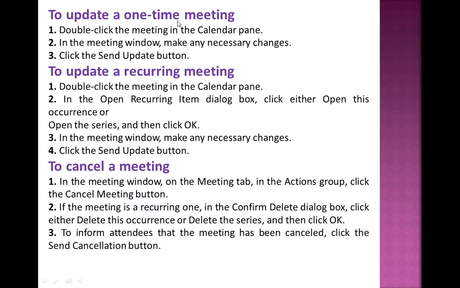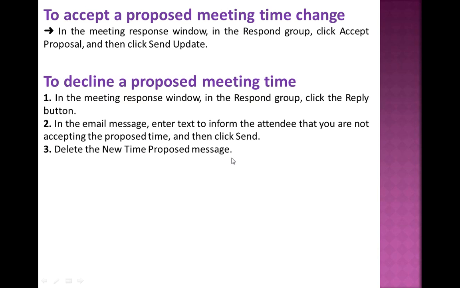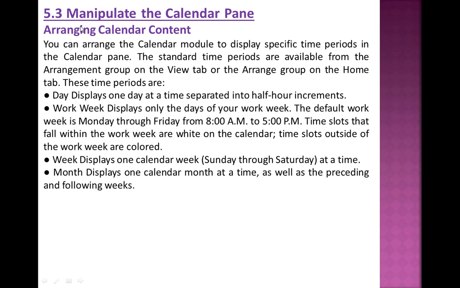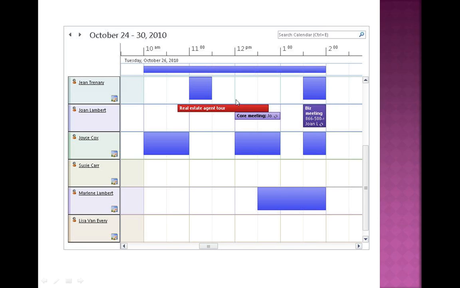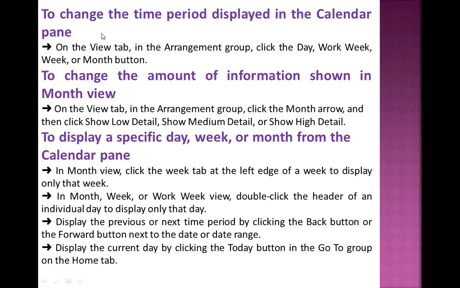First one is how to update a meeting, how to update a recurring meeting, and then how to cancel a meeting. Then next one is how to accept a proposed meeting time change or how to decline a proposed meeting time. We also discussed how to manipulate the calendar pane. There are multiple panes for calendar like day, work week, week or the month. You can change the view in any calendar format. These are the multiple options available.